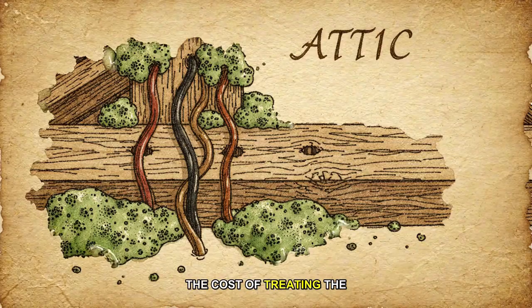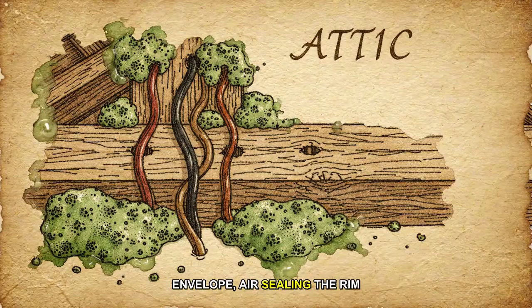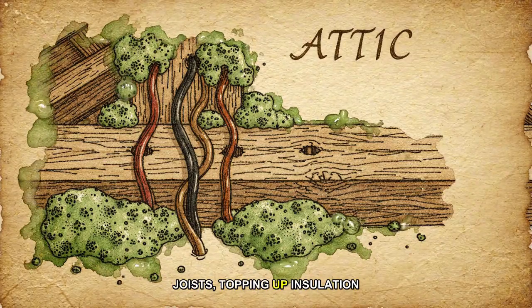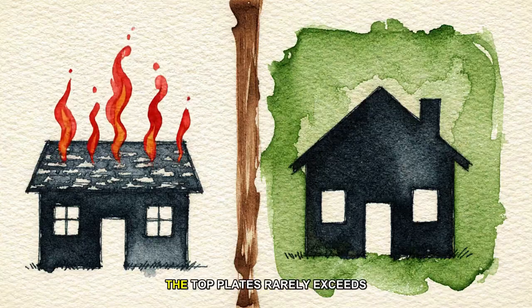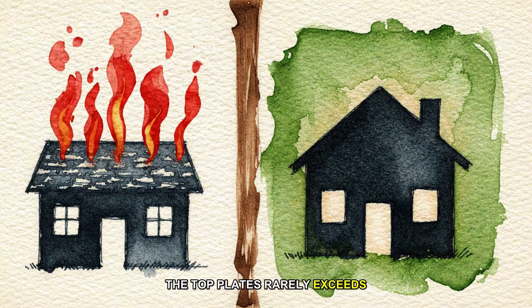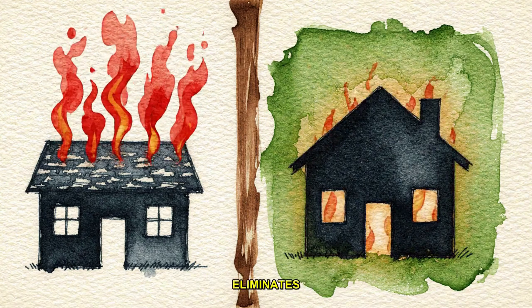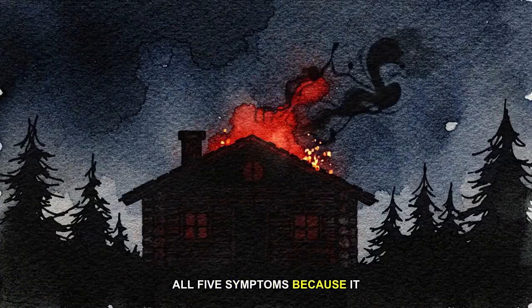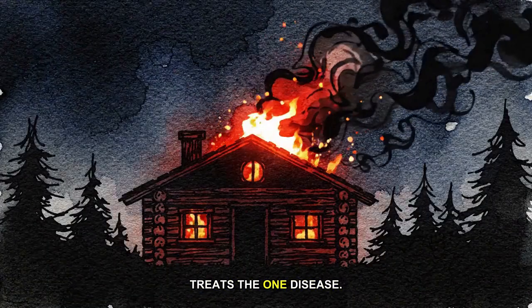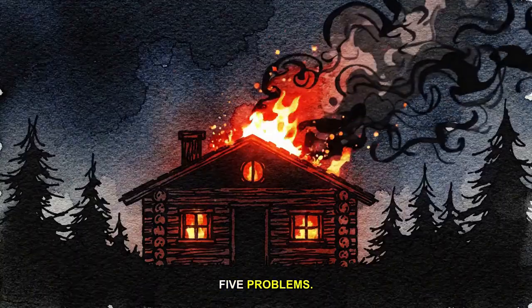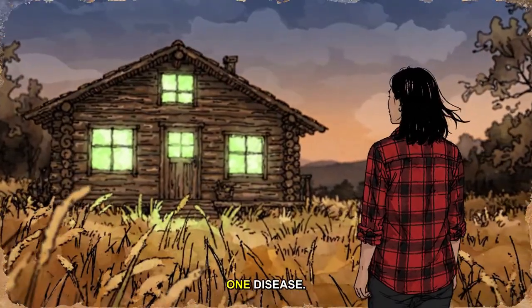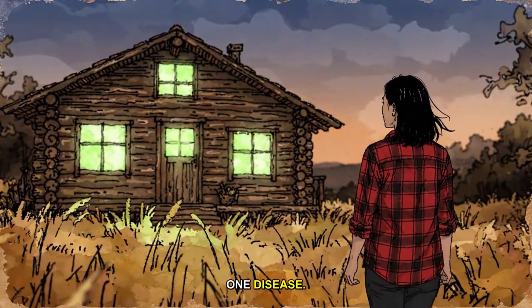The cost of treating the envelope, air sealing the rim joists, topping up insulation continuity, sealing the top plates, rarely exceeds $800 in materials for a cabin-scale building and eliminates all 5 symptoms because it treats the one disease. 5 problems. 1 disease. Treating the symptoms keeps you sick. Treating the envelope heals the house.